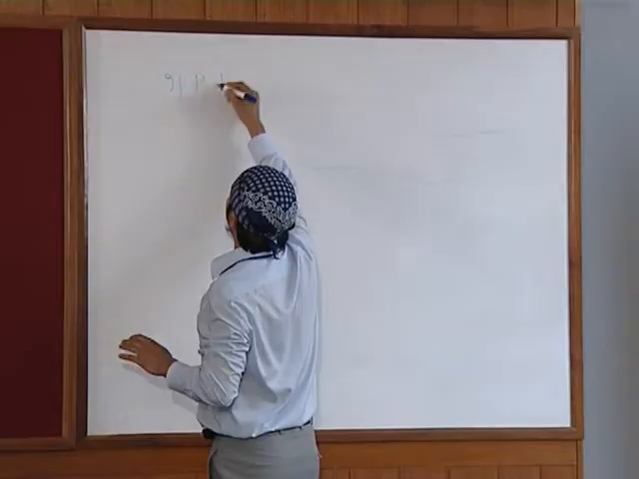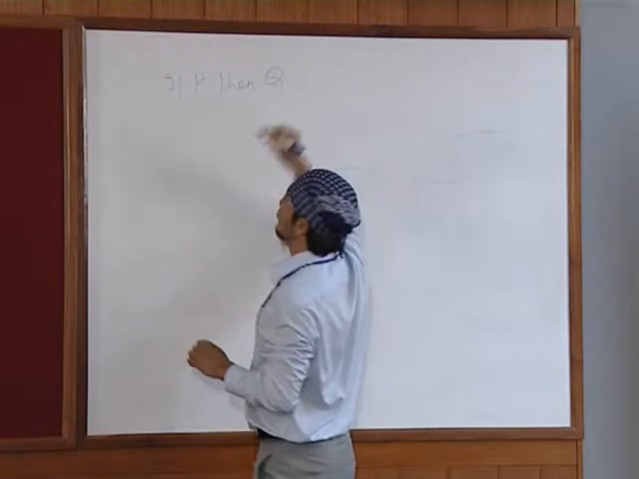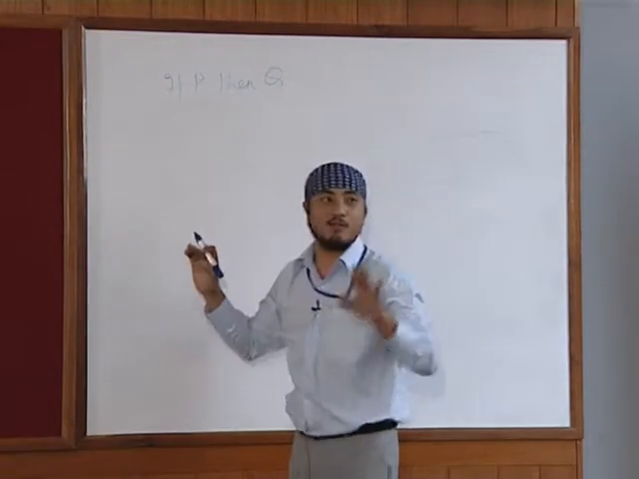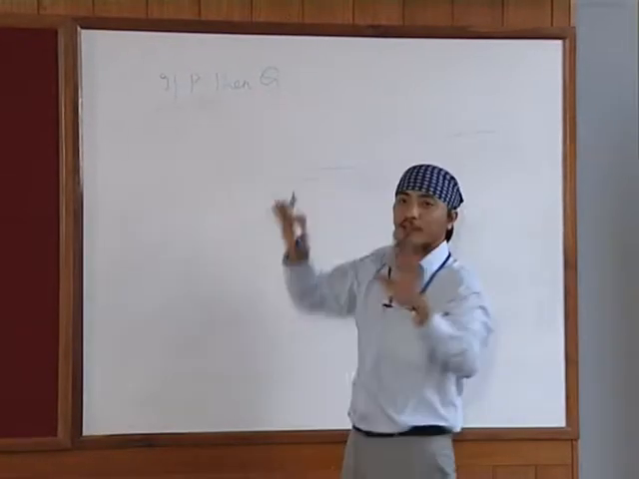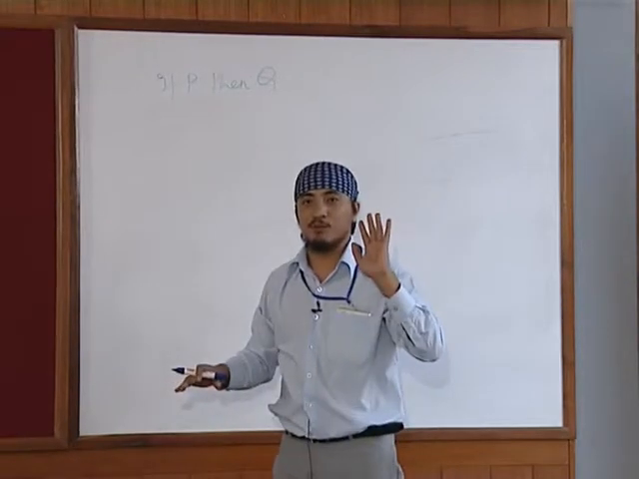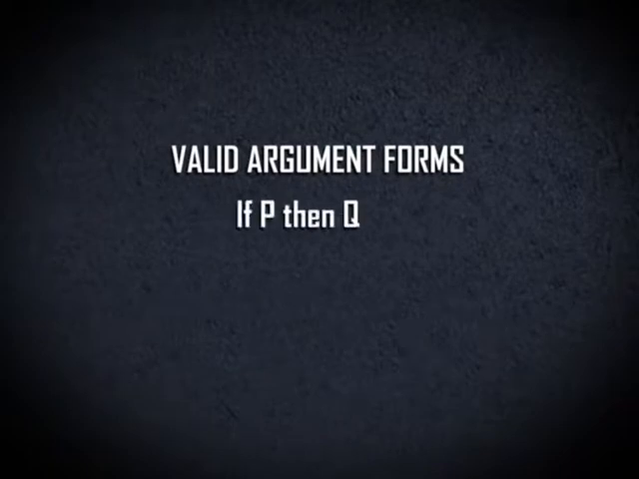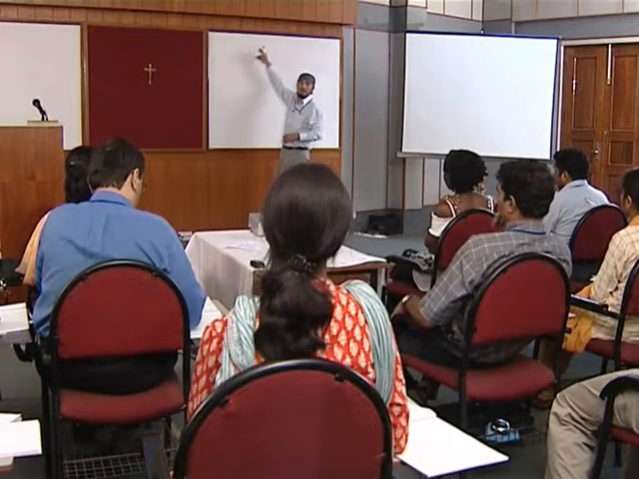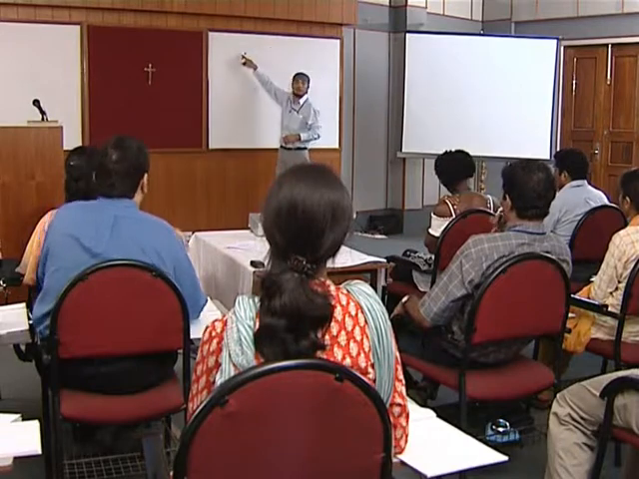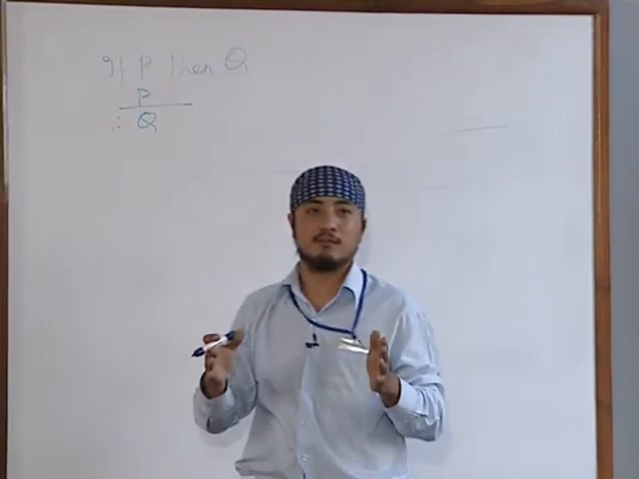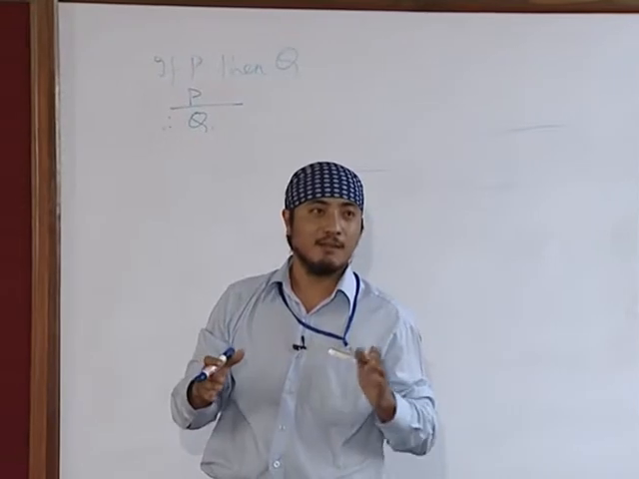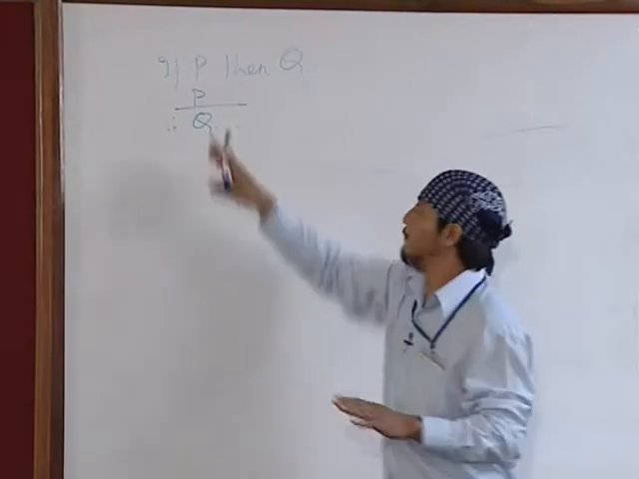This form is: if P, then Q. Okay, now please keep in mind, don't get confused. The P and Q are variables which you can substitute with any constant. Okay, if P then Q, P, therefore Q. If I hit solids, they will expand. I am hitting this solid, therefore it will expand. If P, then Q, P, therefore Q.